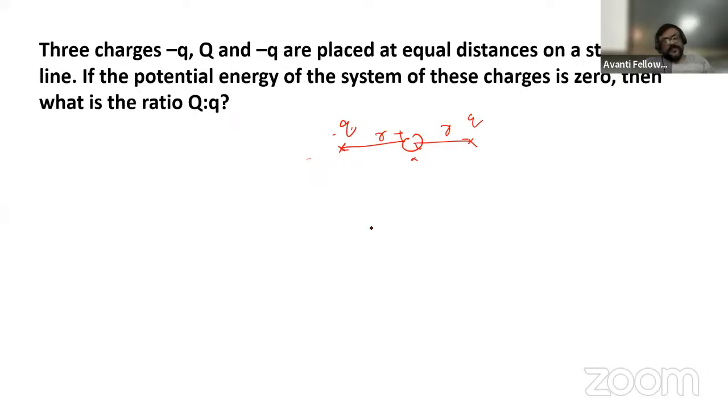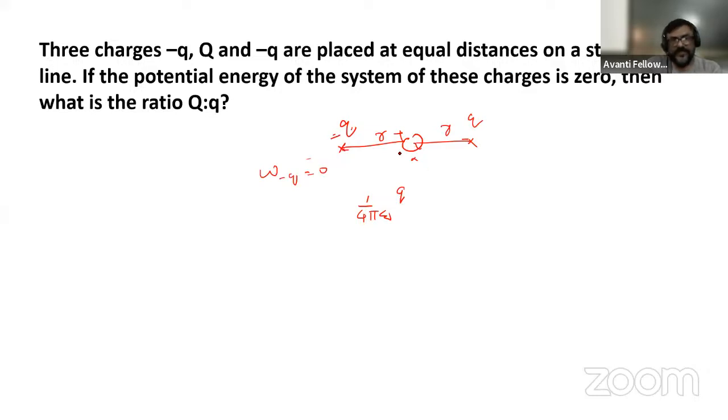So how do you find it? You can find the potential energy of the system of these charges. First, 1 by 4 pi epsilon 0 q. This one is brought. For that, we should not do any work. And the second one is brought, so we have to do some work. Remember that to bring the negative q first, no need to do any work. So the work done for bringing negative q is equal to 0.